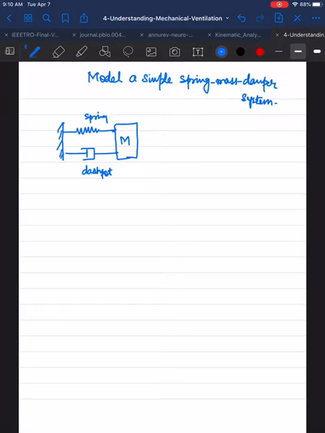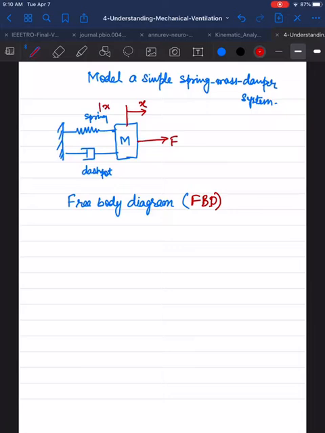So in order to analyze this system, we need to first draw the free body diagram, or the FBD, of the system. So let's suppose this is your axis system and this is your x coordinate. Whenever I apply a force F to this mass M, the spring stretches x displacement, and at that moment, let's suppose I have x dot velocity of this mass.